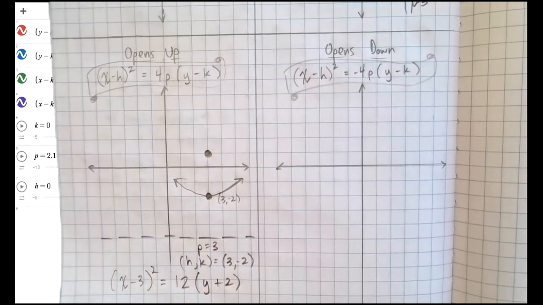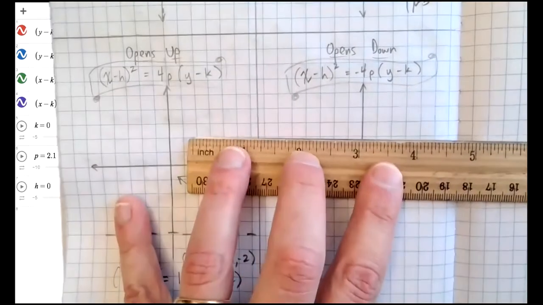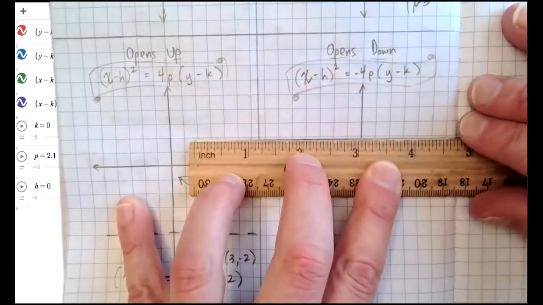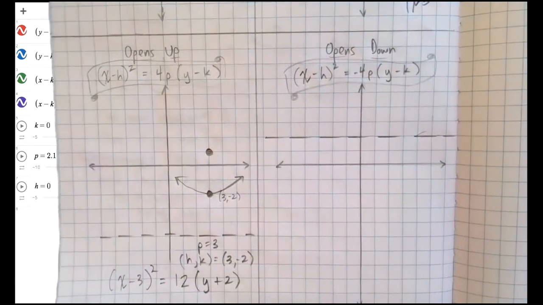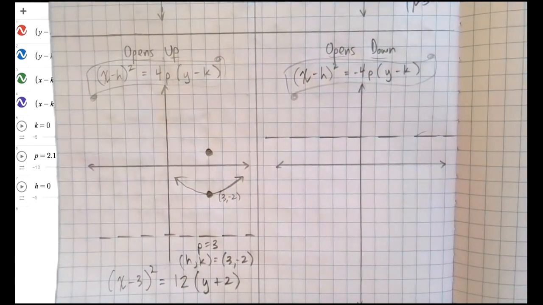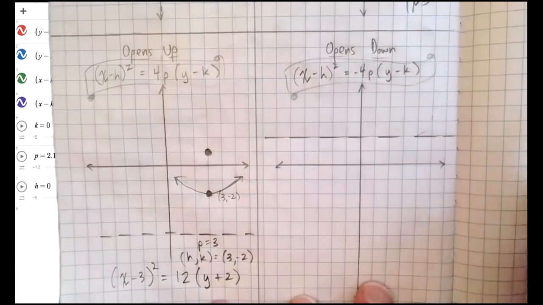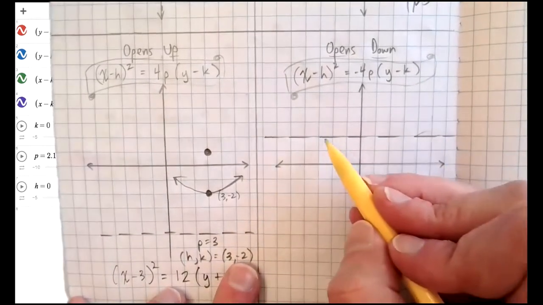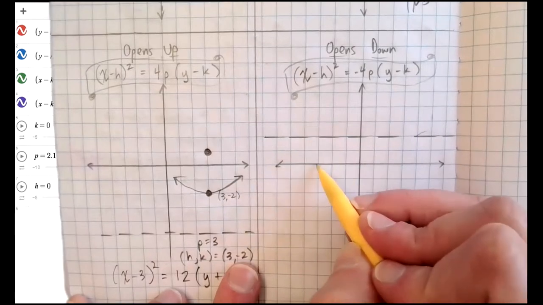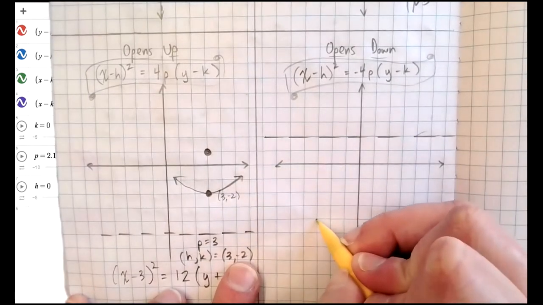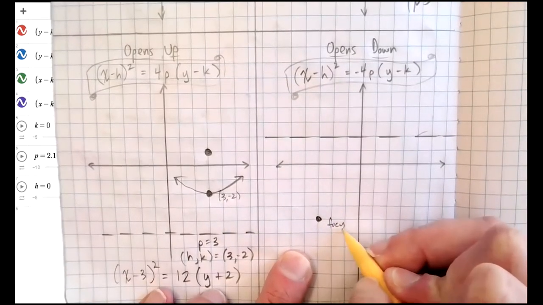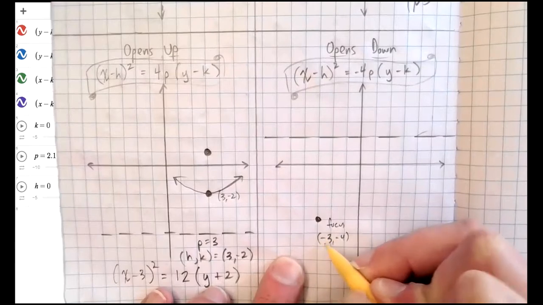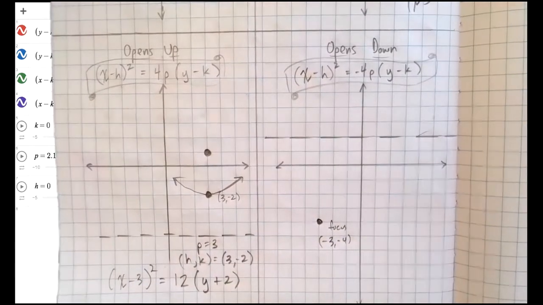So let's do that one more time. How about this? What if I gave you the directrix, how about y equals 2? And I'm going to give you the focus, not the vertex. I'm not giving you the vertex this time. I'm feeling stingy. I'm going to say the focus is at, let's go over to the third quadrant, (-3, -4). That's all I'm giving here.